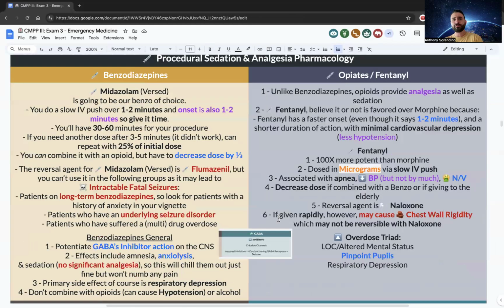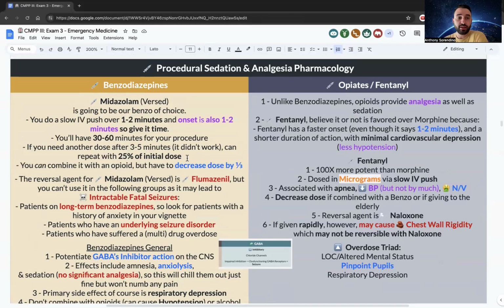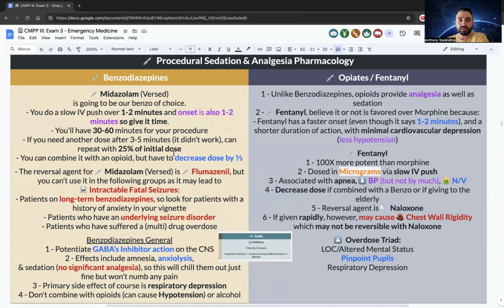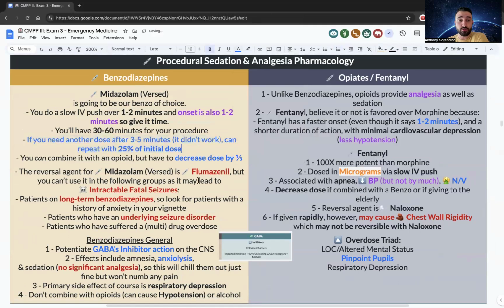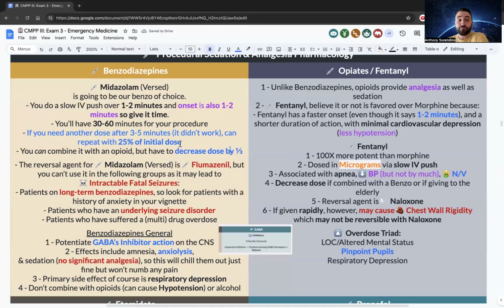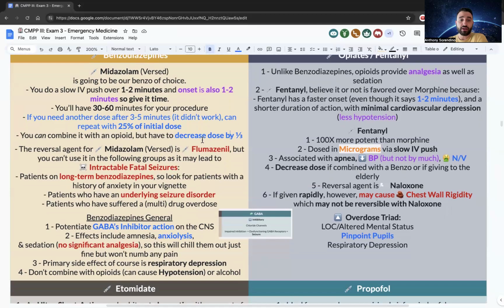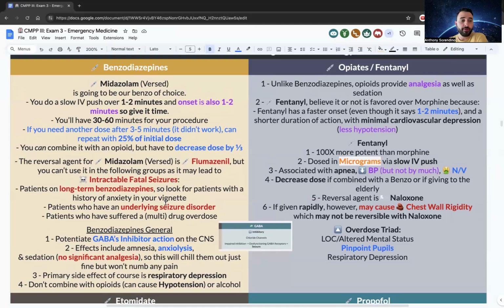All right, so meds for procedural sedation. We'll try to get through this pretty quickly. Benzodiazepines, midazolam or Versed is going to be the one of choice. All of these you push slowly. This, I think, is important. If you need to give another dose after like 3 to 5 minutes, you can give them a repeat dose, but it's 25% of the initial dose. I think that's important. If you do combine it with an opioid, you decrease your overall dose by 1/3. That's pretty important too, I think. So you cut it by 1/3 if you're going to put an opioid in.